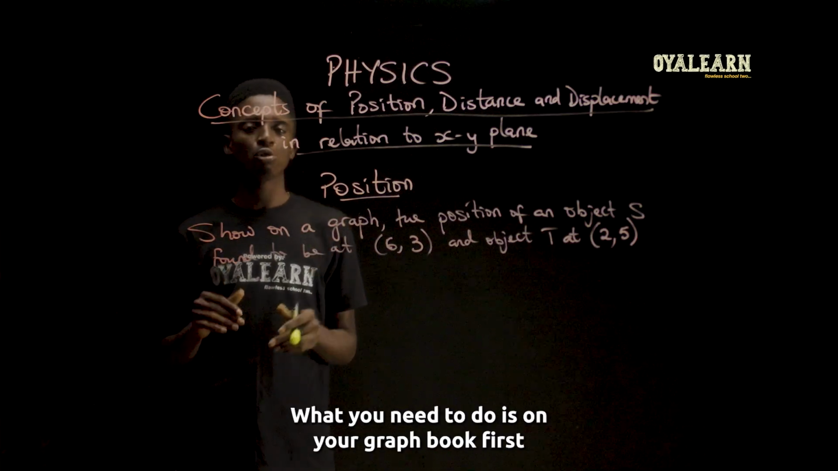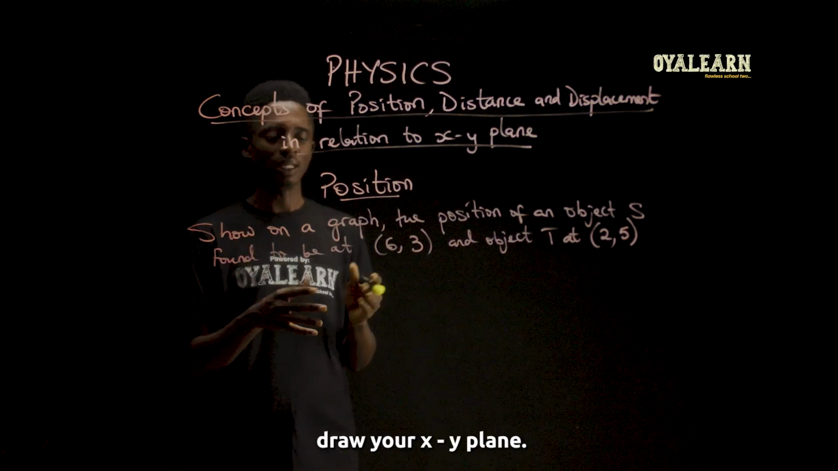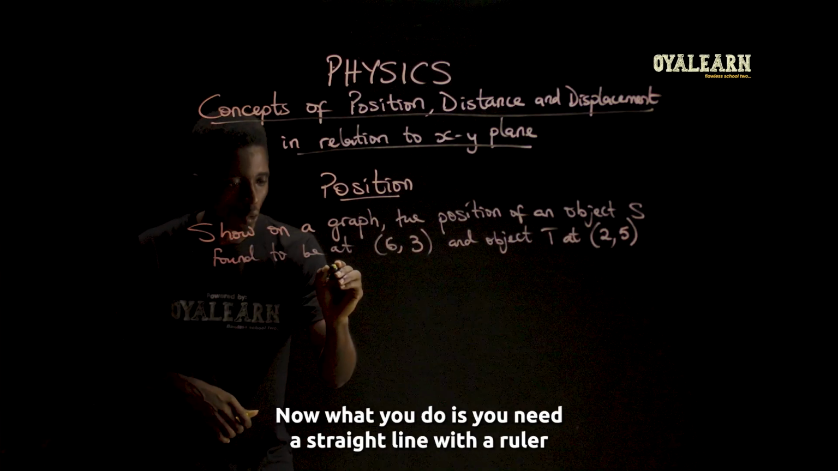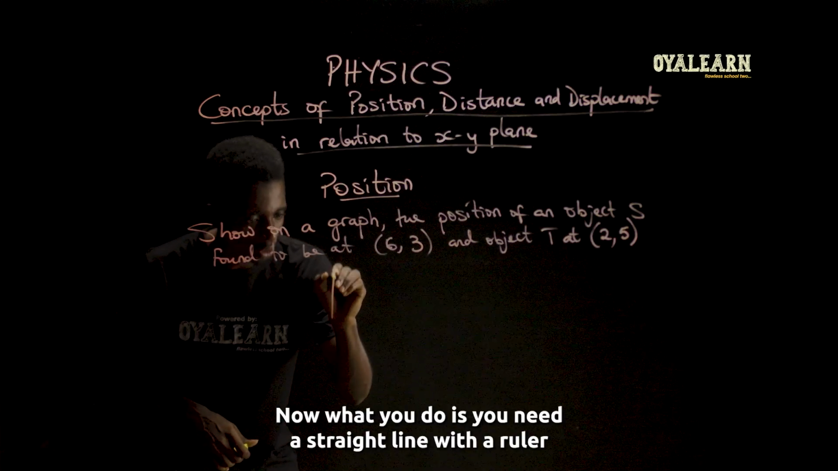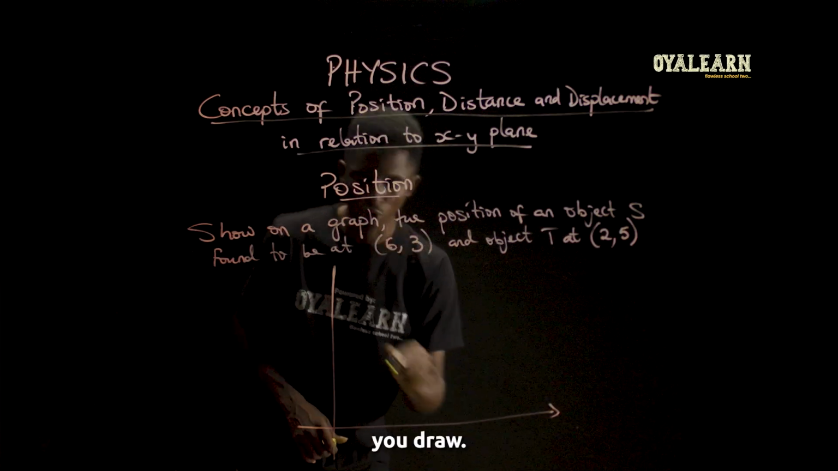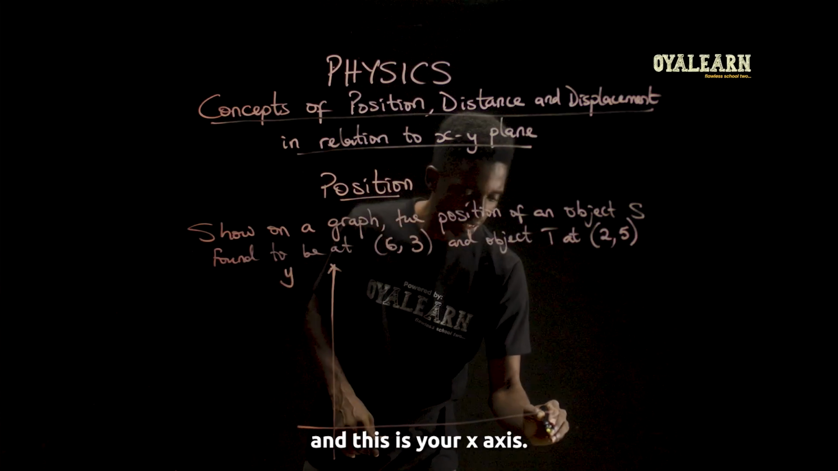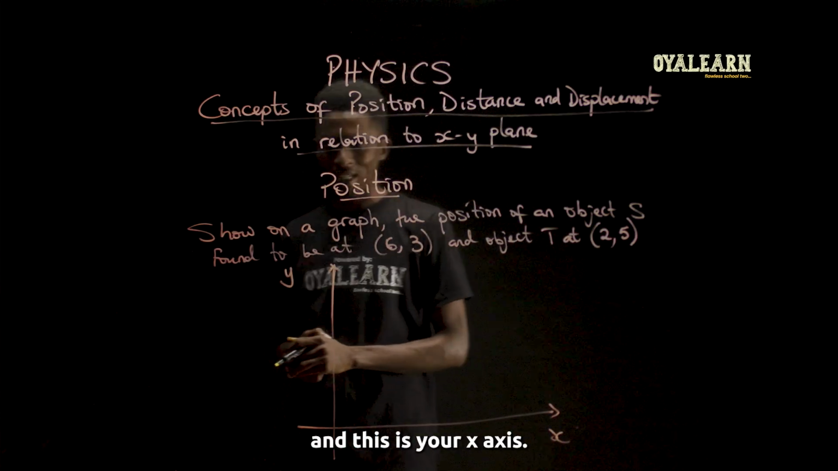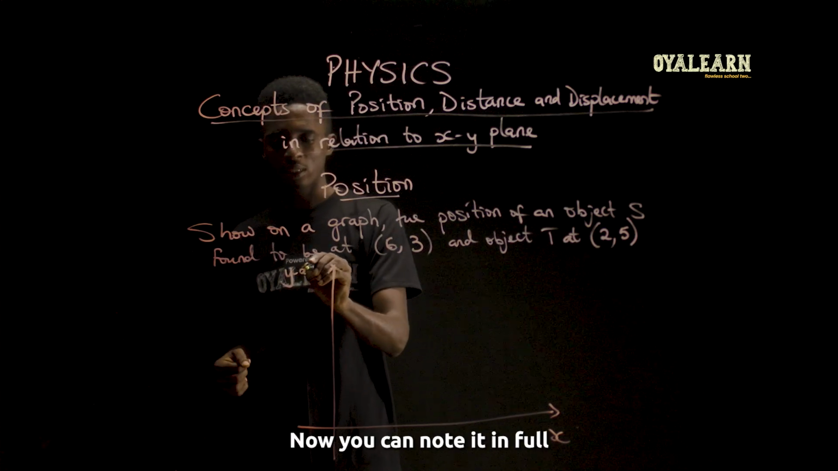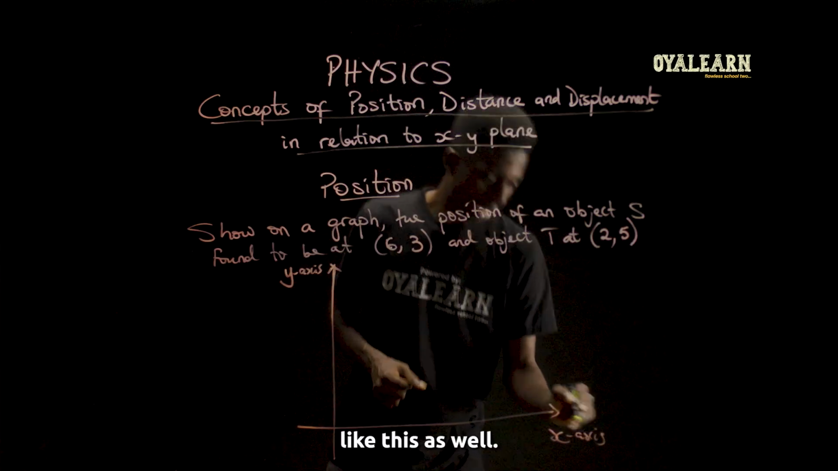Now, what you need to do is, on your graph book, first draw your XY plane. You need a straight line with a ruler. You draw. Note this is your y-axis and this is your x-axis. You can note it in full like this as well.